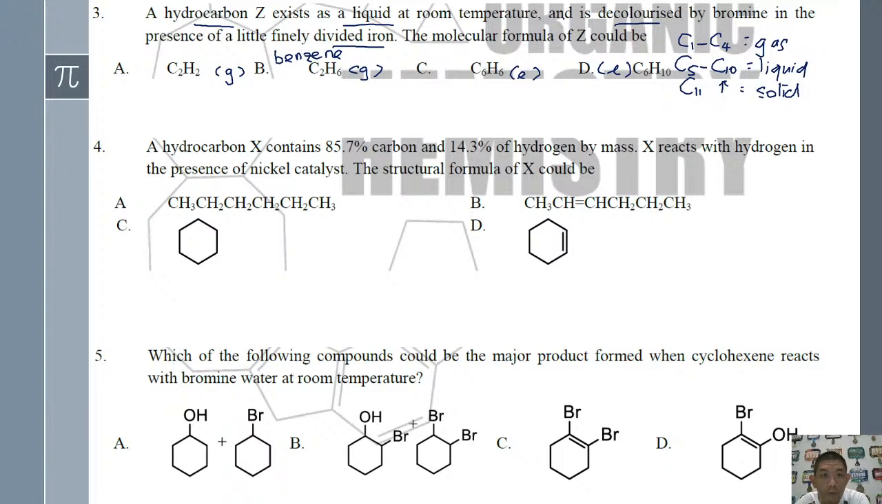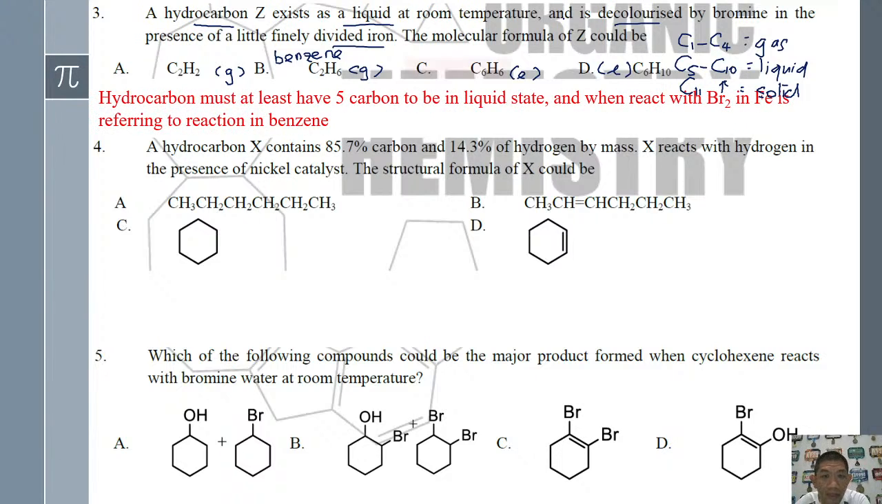And then decolorizing bromine with a little fine iron, as I told you, is the property of benzene. So the answer will be C. So that is for number 3.